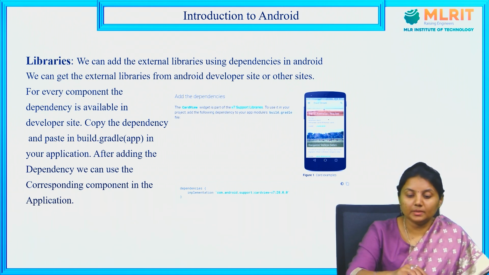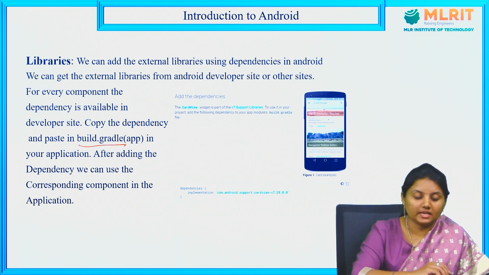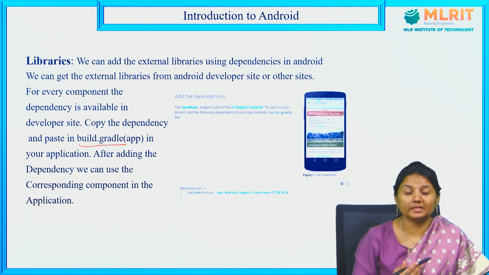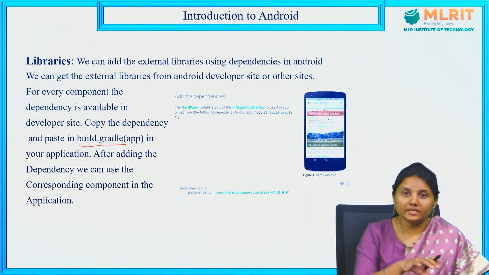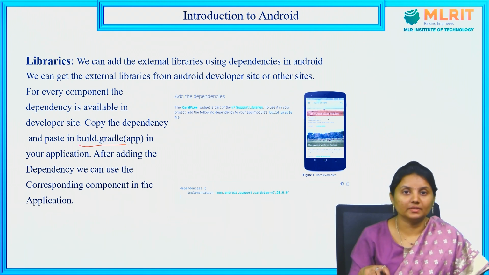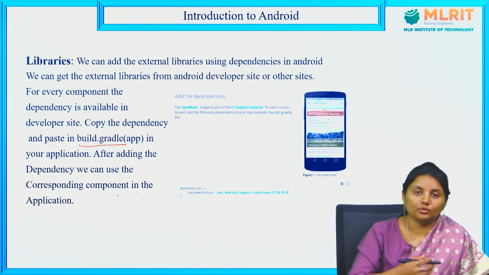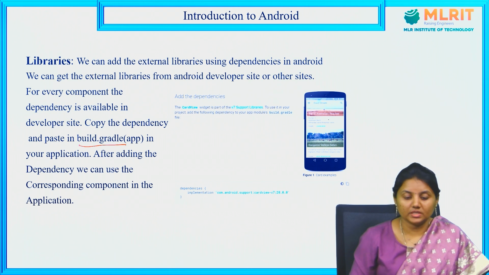So copy the dependency and paste it in your build Gradle. I will show you the build Gradle in the application, so that whatever you have pasted, when you run your program, the Gradle will take care of all these jar files, and it will bind everything, the XML part, the Java part, and all the dependencies, and it will give you the output. So after adding the dependency, you can use the corresponding component, like view component or edit text component or any other component that you require. You can easily use it.